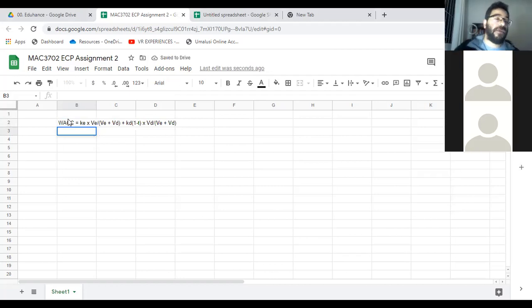So number one, after I read the required and I know I must calculate WACC, I first write down the formula. You don't have to write down the formula, but from this step onwards, you have to do. The next thing I do is set up the WACC table. So what's the WACC table? Source of finance or components of finance.